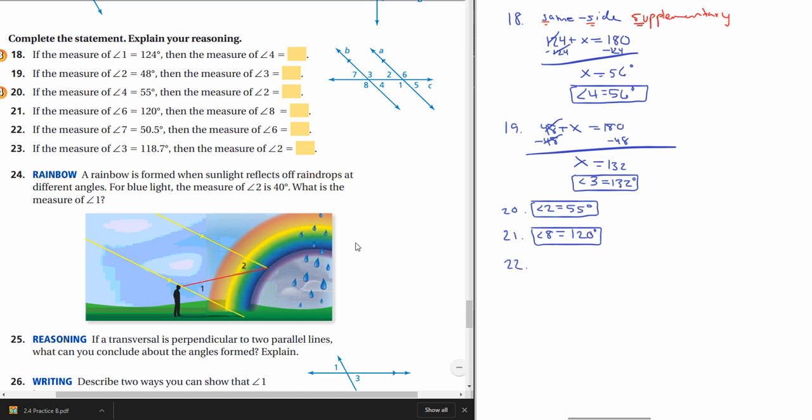Number 22. If the measure of angle 7 is 50.5 degrees, then what's the measure of angle 6? Well, you can tell this is an acute angle and that one is obtuse. So on this one, they're going to be supplementary. They are same side exterior. So again, same side supplementary. They need to add to 180 degrees. So number 22, I've got 50.5 plus some other angle measure needs to give me 180 degrees. Subtract off that 50.5 from both sides. And I get x equals 180 minus 50 is 130, minus another half is 129.5. So angle 6 is 129.5 degrees.